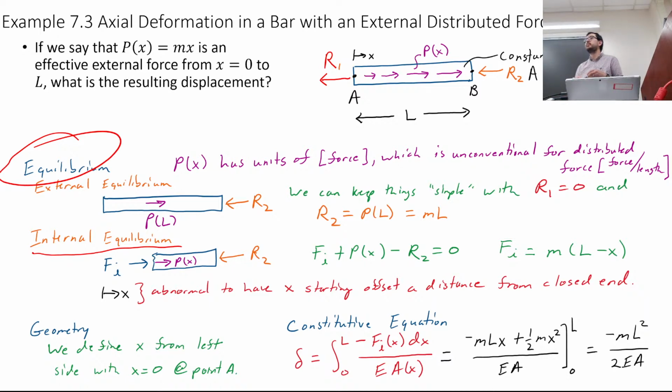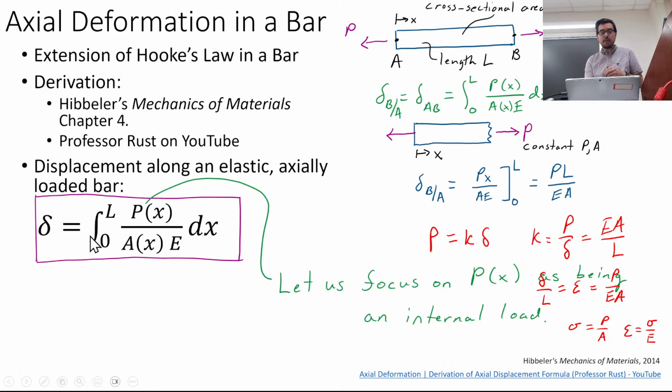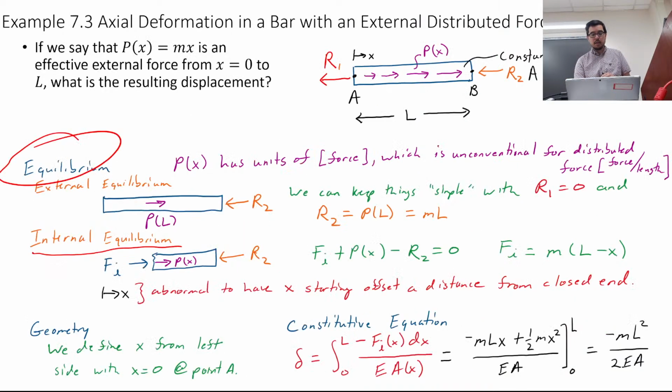Yes, Michael. A is a constant. Yes, A is a constant, and I'm glad you pointed that out because it doesn't have to be. It could be changing as a function of x. So if, for example, it was a conical structure, then A would be changing. The internal force could also be changing with cross-sectional area as it moves.